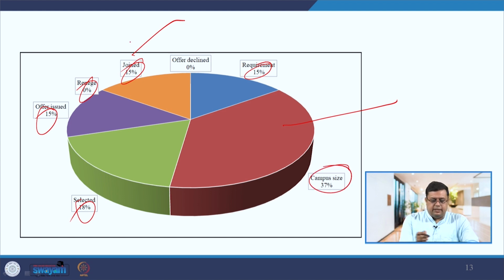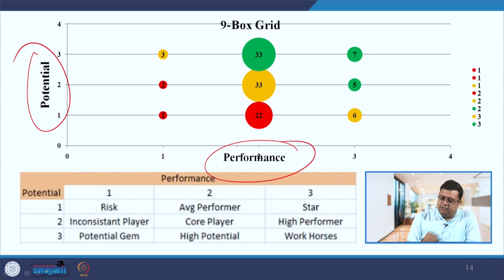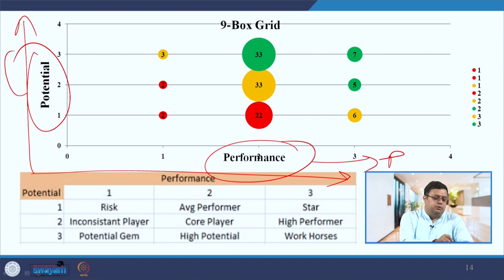So, these numbers, title, nothing is there. These are the things that you can add. And this is the performance matrix that we have discussed, like potential and performance. So, how to measure the potential and how to measure the performance? Through performance rating and potential rating, you can visualize all employees so that you can understand the skill gap.